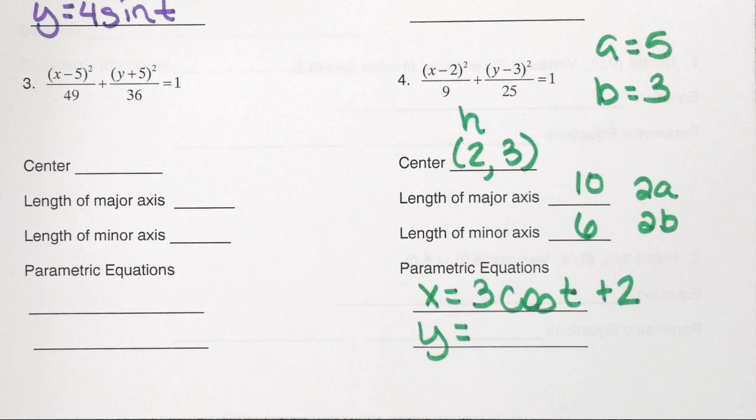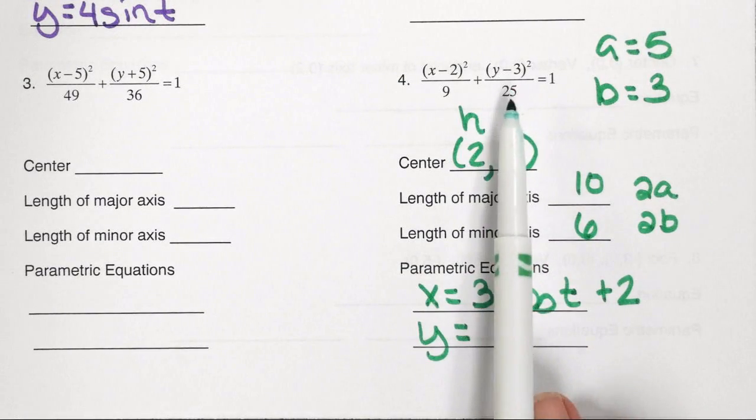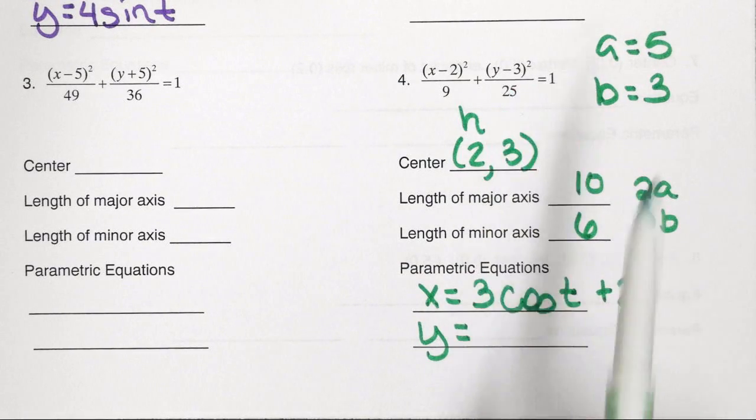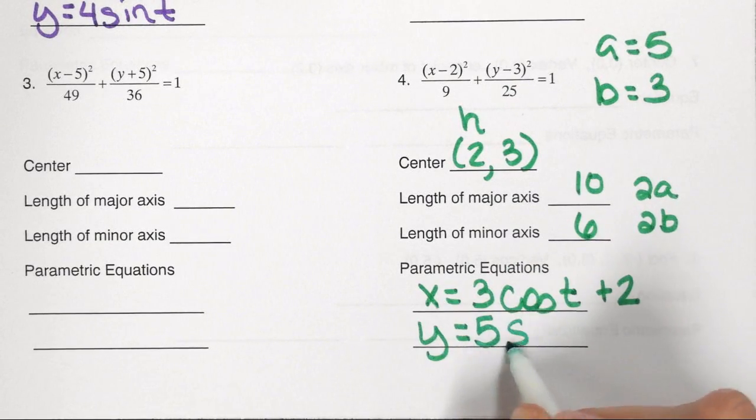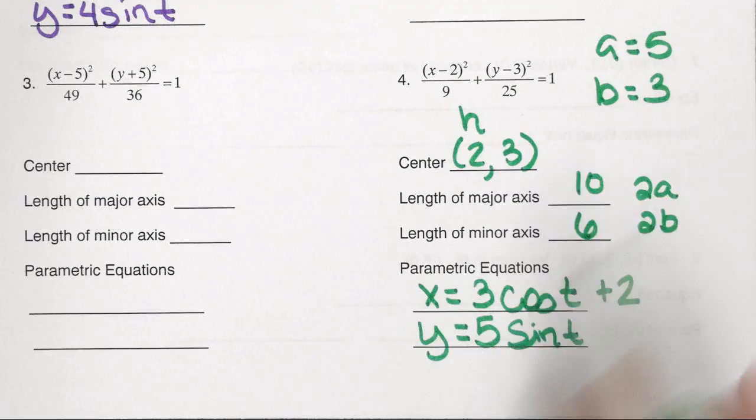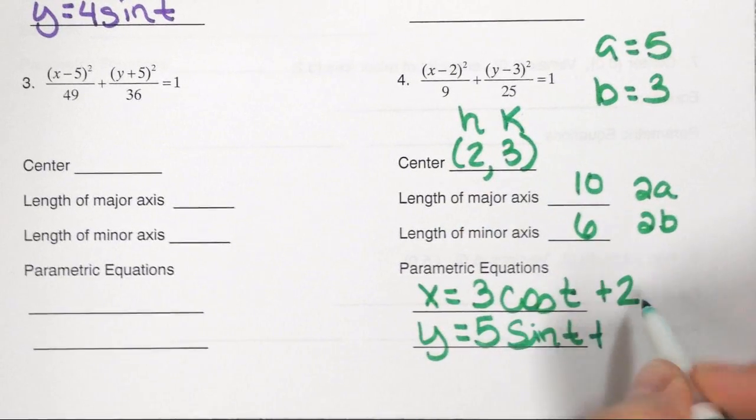Okay, so when you're doing parametrics, you don't do the opposite. You go to your center and you write down what it is. Okay, go find your y. 25 is right below it. What's the square root of 25? What word means y? Put your t, and then I need my k. What is my k? Plus 3.